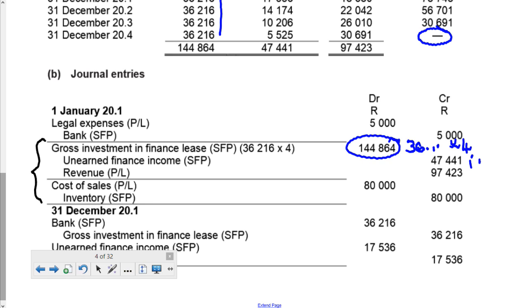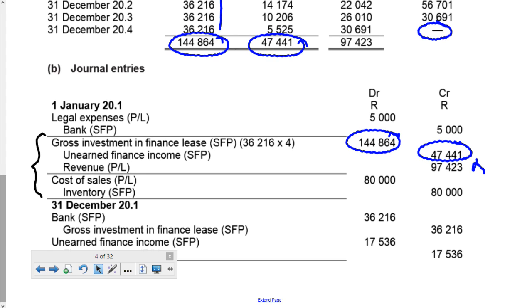It's the interest. Or from your amort table, you can see it's up there, right? But there's the number, 36,216. I'll just circle it up here. So there's the numbers up there, yeah? Giving me revenue of that. Cost of sales, inventory, the 80,000. Then in the first year, I will receive an installment of 36,216.